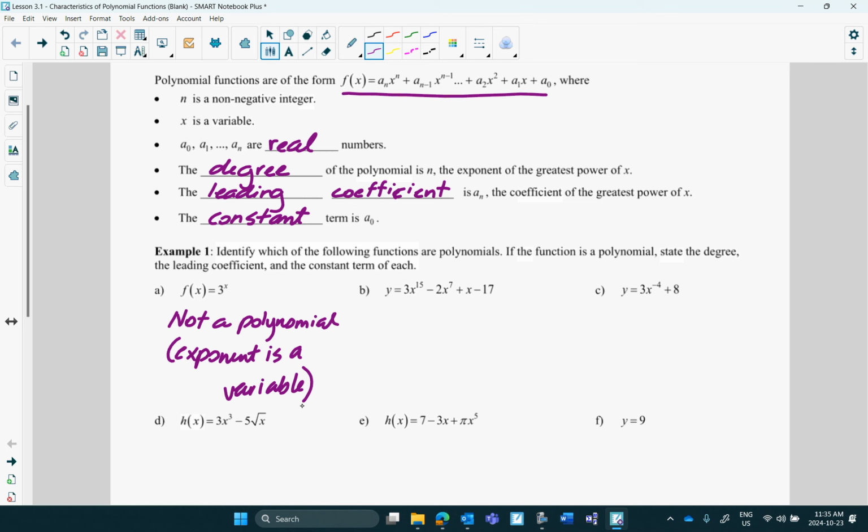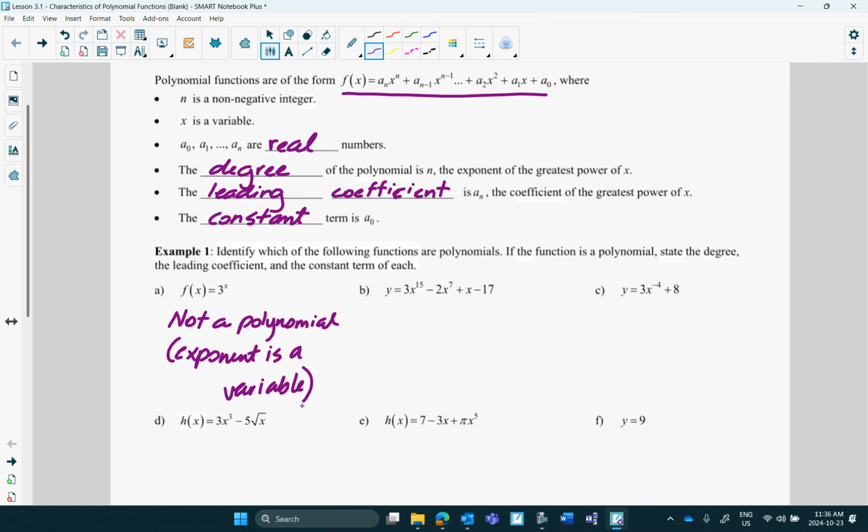The exponents can never be variables, they can never be fractions, they can never be negative numbers. They have to be like 0, 1, 2, 3, 4, 5, and they can keep going forever. Like you could have 500,000 as an exponent, but you can't have negative 500,000. How about the next one? Are the exponents all whole numbers? Yeah. Look at the numbers that we see there. They're all real numbers. Looks good.